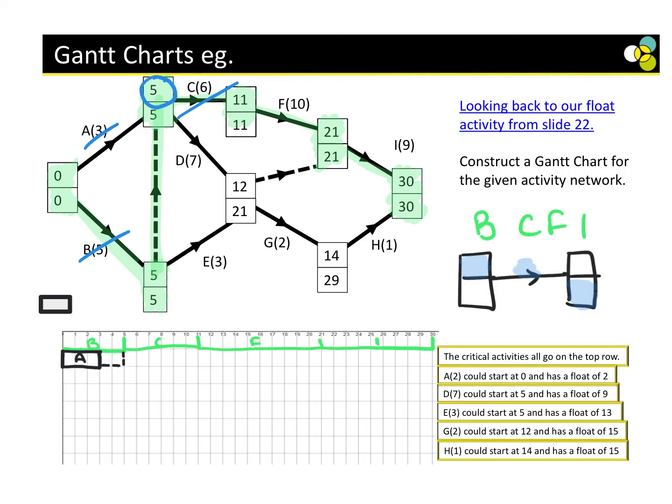At 5. How big is it? 7. Okay. So then we do the middle one. Where could we maybe finish it? 21. So what do we put here? Our dotted line, and this is D.